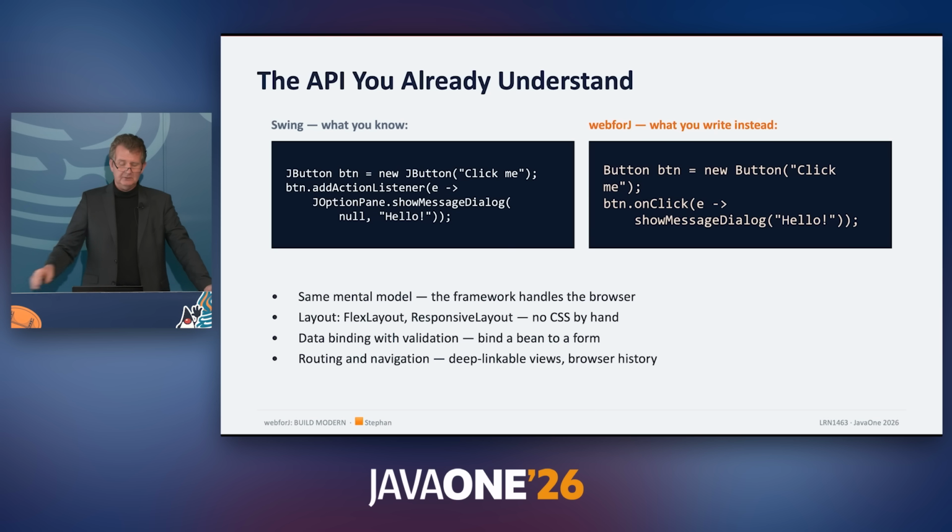And you see here also in webforJ, you just create your button on the screen, and then you register the click event. So they translate pretty much one-on-one. We didn't choose the same naming as Swing, but they are translatable. And it's the same mental model. The framework handles the browser, and the layout can be responsive now. You don't have to write CSS by hand, but you can inject CSS if you wish to. We try to avoid having people write JavaScript or CSS, but if you like or need, then you have the full freedom and the full control over the browser.